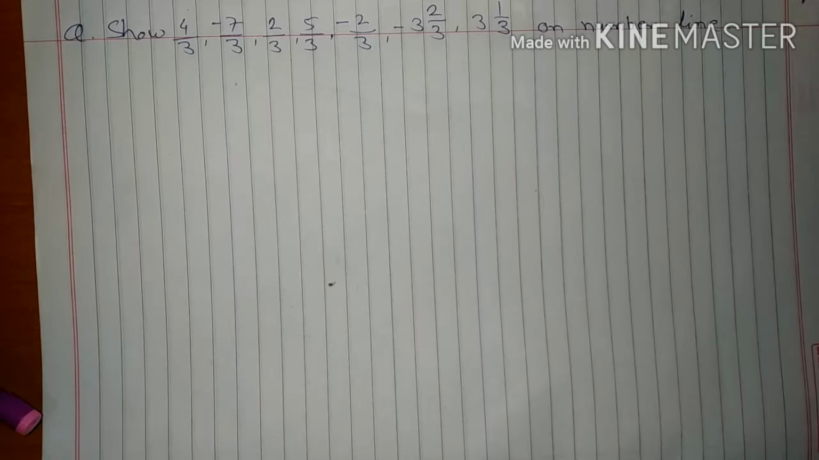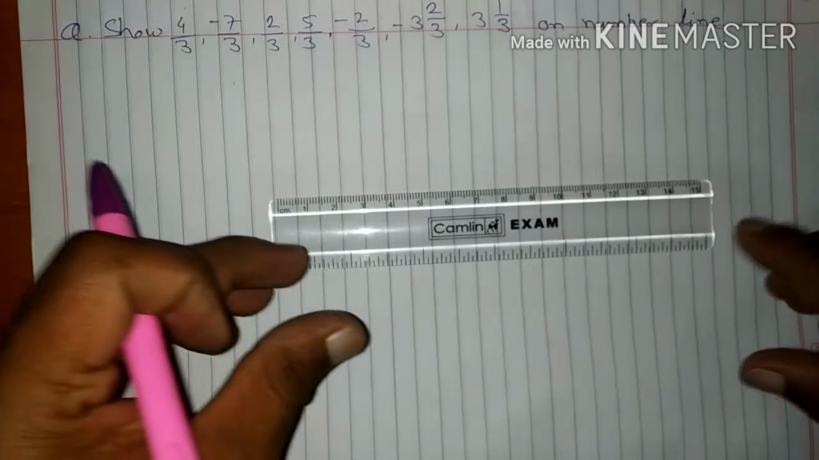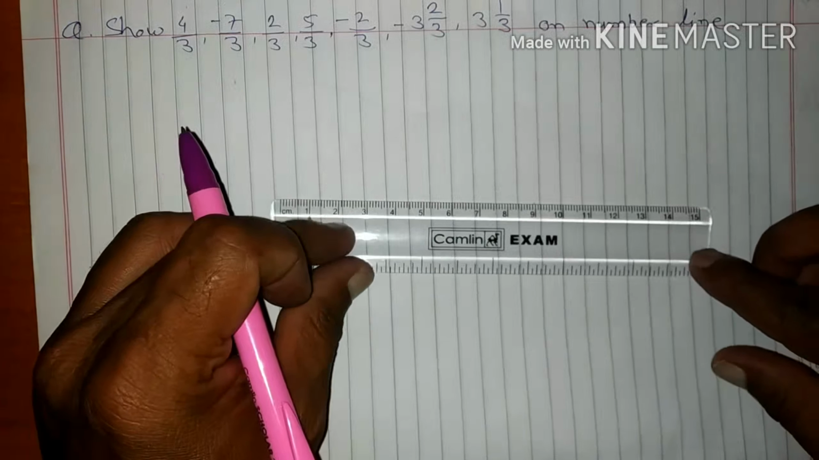Okay, students, in all these examples, the denominator is the same, which is very mandatory in such kinds of examples. Now, as we have learned, we have to create 3 equal partitions between each and every number, right? So how to do it? For that, our first step is to just draw one number line. Okay, so let's draw a number line.